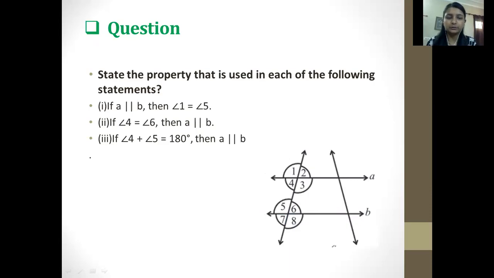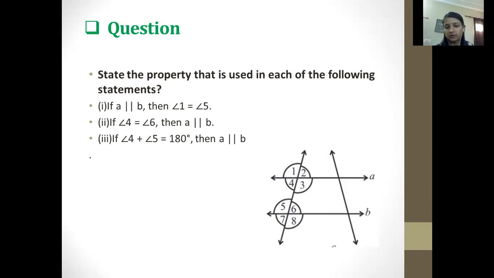There is a question in front of you. You have to state the property that is used in each of the following. If A is parallel to B, there are two lines, A is parallel to B, then angle 1 is equal to angle 5. Is it true? Yes, of course it's true. You have to tell with the help of which property they have told this. Angle 1 is equal to angle 5. Corresponding angles. Exactly. If you thought about corresponding angles, you have given the exactly right answer.